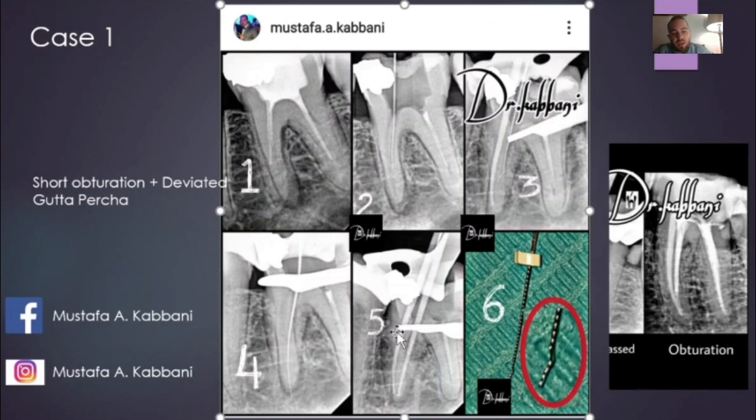And in X-ray number 5, I'm trying my master cones after the preparation of the canals. Here I prepared the canals using rotary files, and photo number 6 is showing my hero file, the file that helped me a lot to open the canals. And we can see my obturation after completing the treatment.